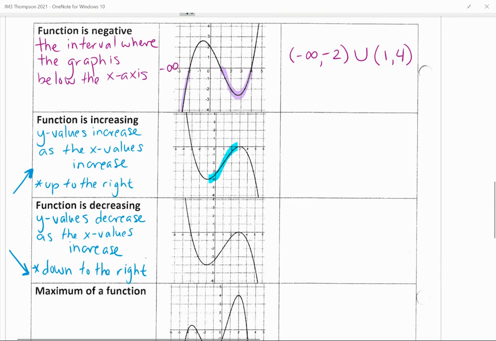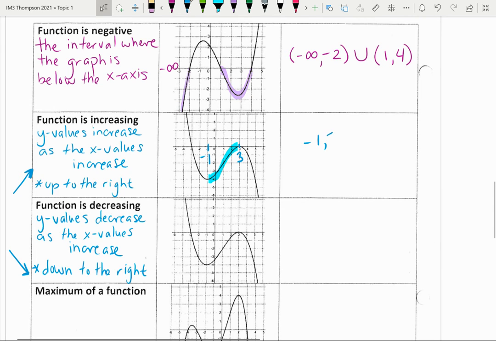So here, remember, when I'm talking intervals, I'm always talking x values. So this is going to be -1 to 3. Imagine in your head like smashing that onto the x-axis. What are the x values when this graph is increasing? -1 to 3. Does it include the point when x is -1? No. Does it include the point when x is equal to 3? No. So I have round parentheses.